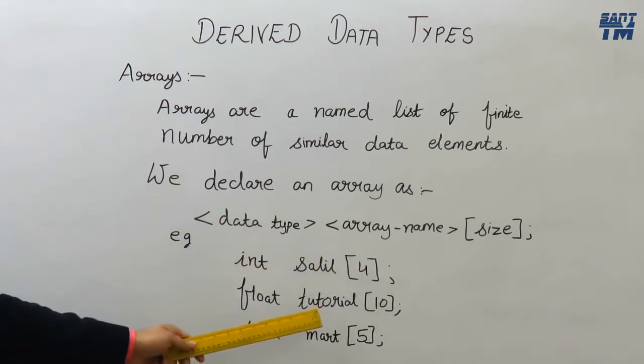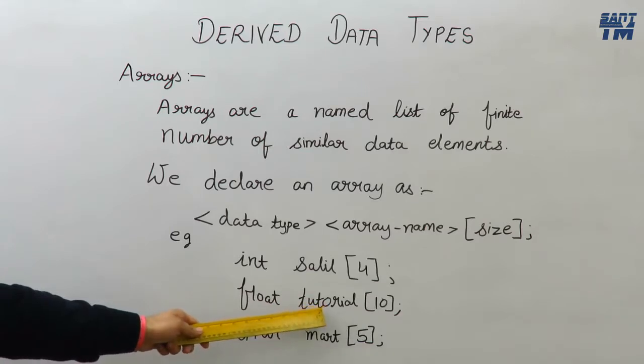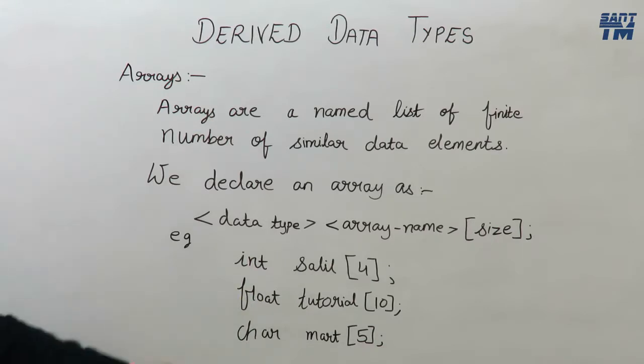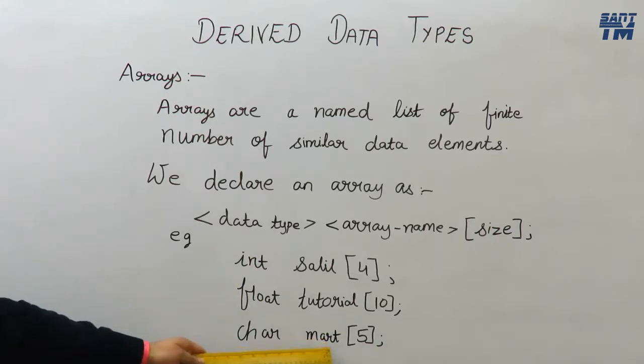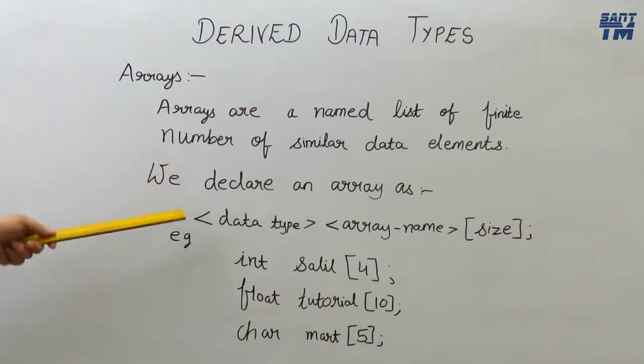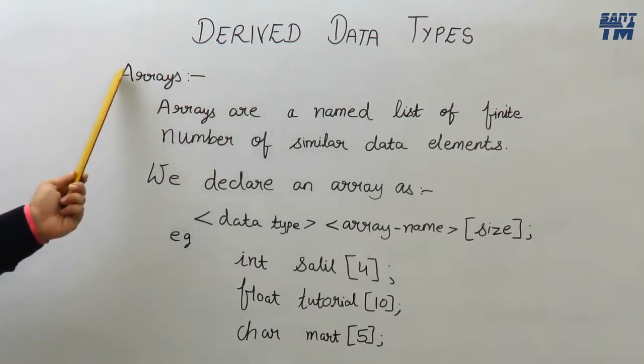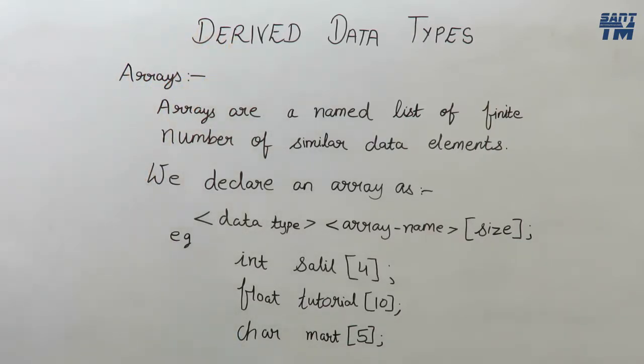I have declared a derived data type array of name tutorial which can accommodate 10 numbers of float type. I have declared a derived data type array named mart which can accommodate 5 characters. So this is how we modify int, float and char to form a new data type array which is a derived data type. I hope what is meant by derived data types is now clear to you, and arrays are also clear to you. Moreover, we will discuss a full new chapter of arrays later on. For now, this is the introduction only.